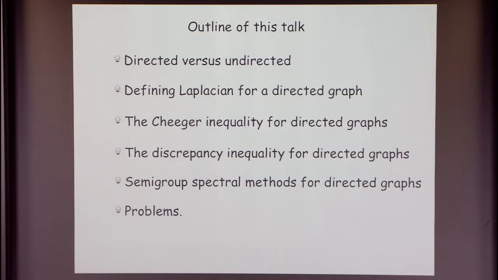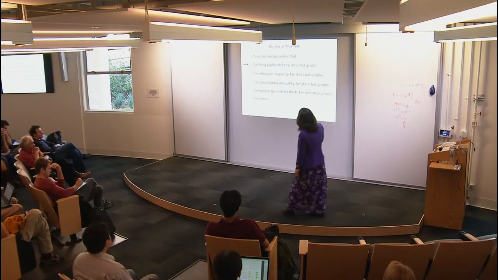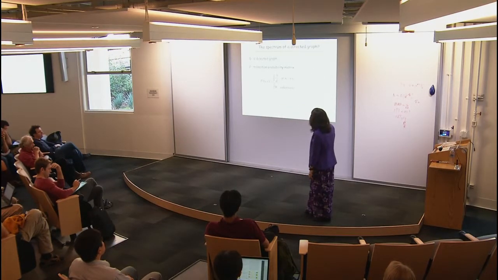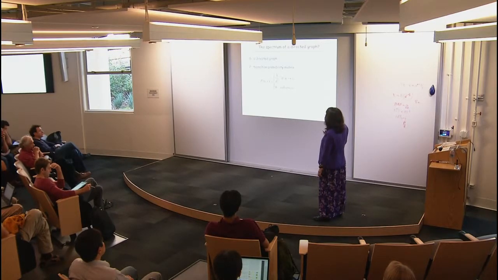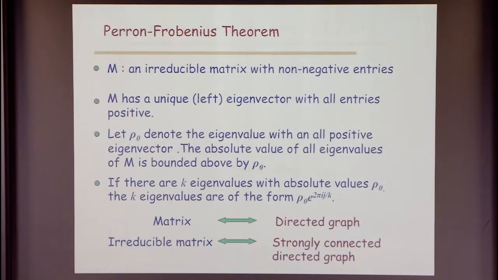Just did it today. Okay, so now we can go back to the directed graphs, getting Cheeger's inequality for the undirected case away. Okay, so for directed graphs, I'm going to use the transition probability matrix. Okay. So there's Perron-Frobenius, right?